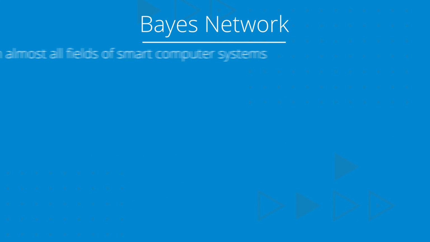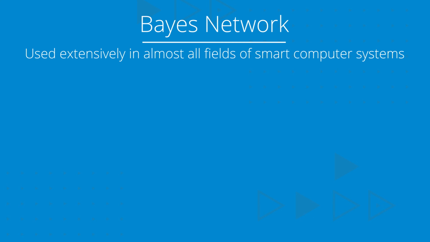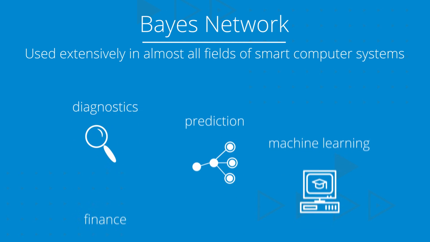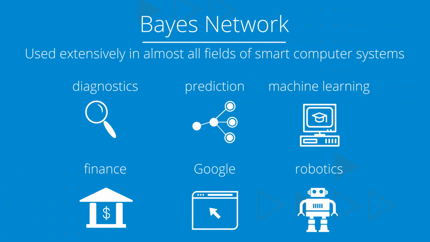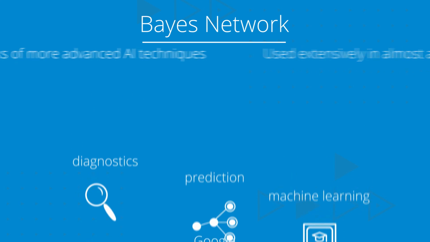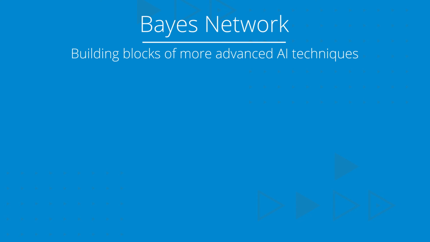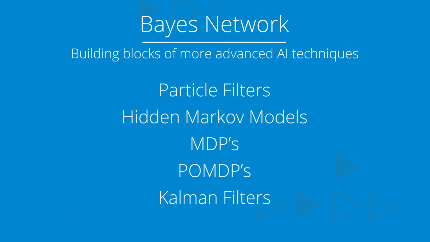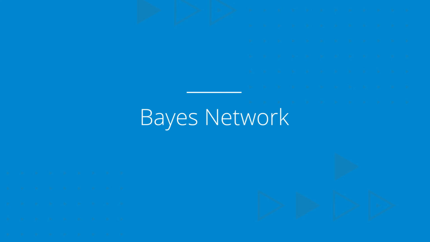Bayes networks are used extensively in almost all fields of smart computer systems, in diagnostics, for prediction, for machine learning, and in fields like finance, inside Google, in robotics. Bayes networks are also the building blocks of more advanced AI techniques such as particle filters, hidden Markov models, MDPs and POMDPs, Kalman filters, and many others. These are words that don't sound familiar quite yet, but as you go through the class, I can promise you will get to know what they mean. So let's start now at the very, very basics.